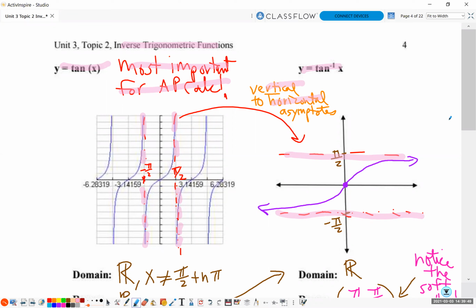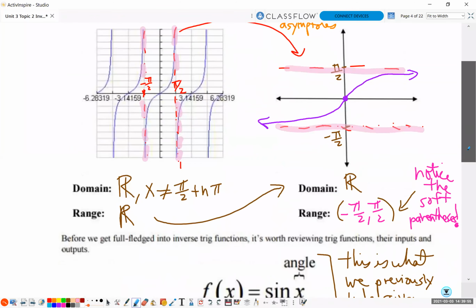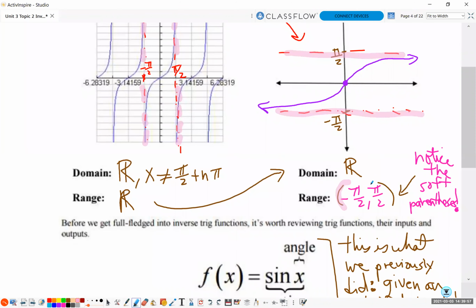Here's the difference. Because tan has asymptotes, when I write my range, I have parentheses, not hard brackets, because I'm including all angles between negative pi over 2 and pi over 2, but I am not including those two angles because of the asymptotes.